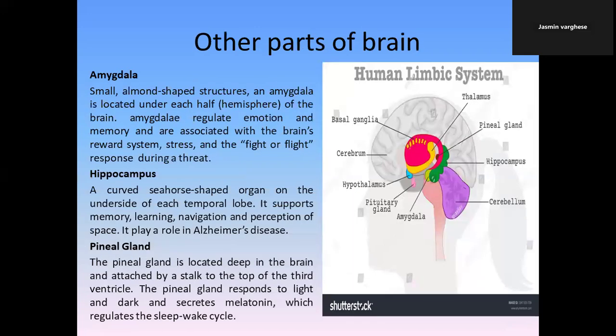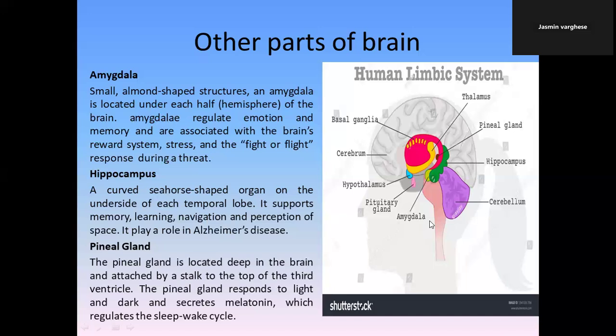Next, other parts of the brain include the amygdala, hippocampus, and pineal gland. These three parts we can see near the pituitary gland and hypothalamus. The amygdala is a small almond-shaped structure, and it regulates emotion and memory. The hippocampus is a curved seahorse-shaped organ on the underside of the temporal lobe. And the pineal gland is located deep in the brain and attached by a stalk to the top of the third ventricle.